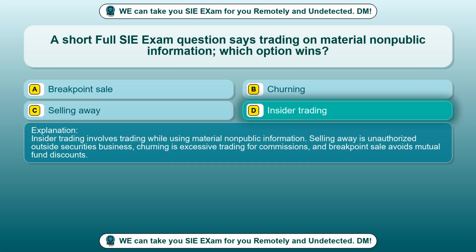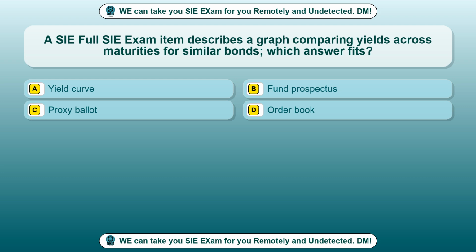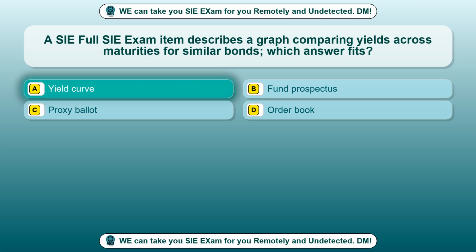Insider trading involves trading while using material non-public information. Selling away is unauthorized outside securities business, churning is excessive trading for commissions, and breakpoint sale avoids mutual fund discounts. Question 94. A full SIE exam item describes a graph comparing yields across maturities for similar bonds. Which answer fits? Option A, yield curve. Option B, fund prospectus. Option C, proxy ballot. Option D, order book. The correct answer is option A, yield curve.